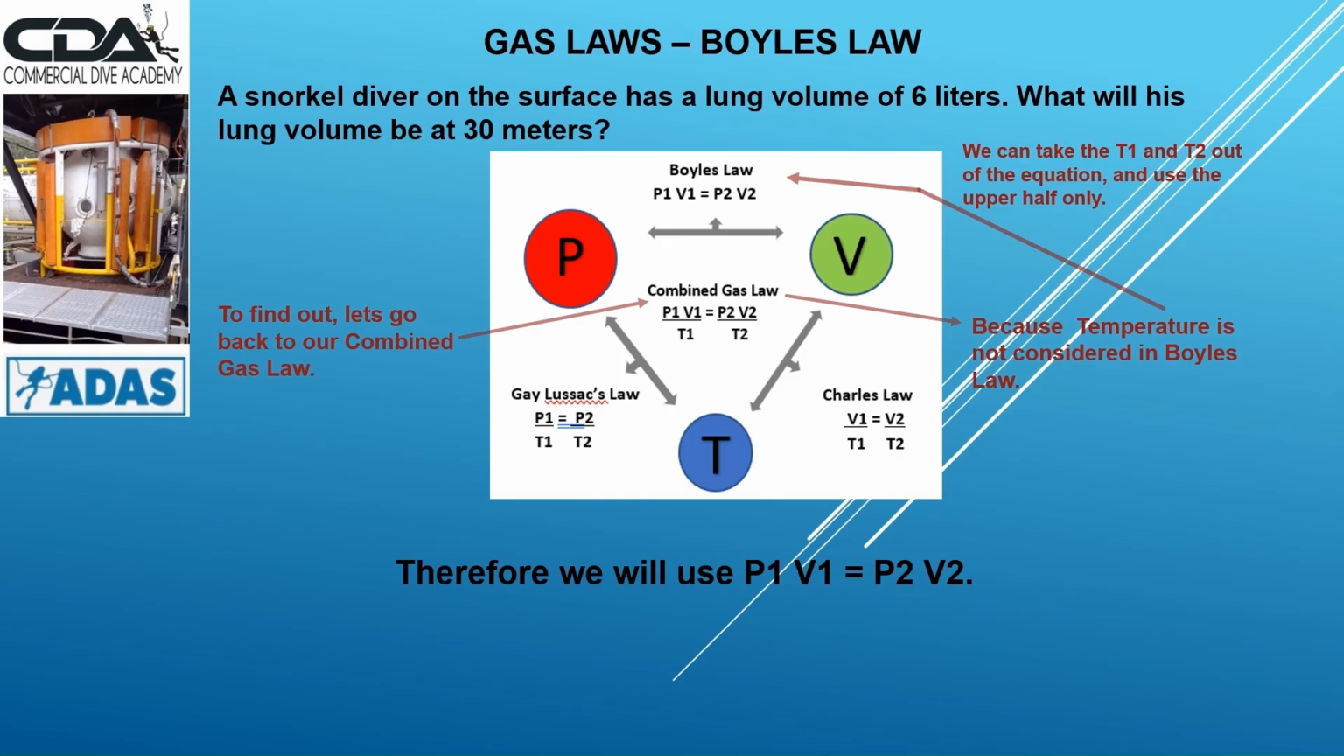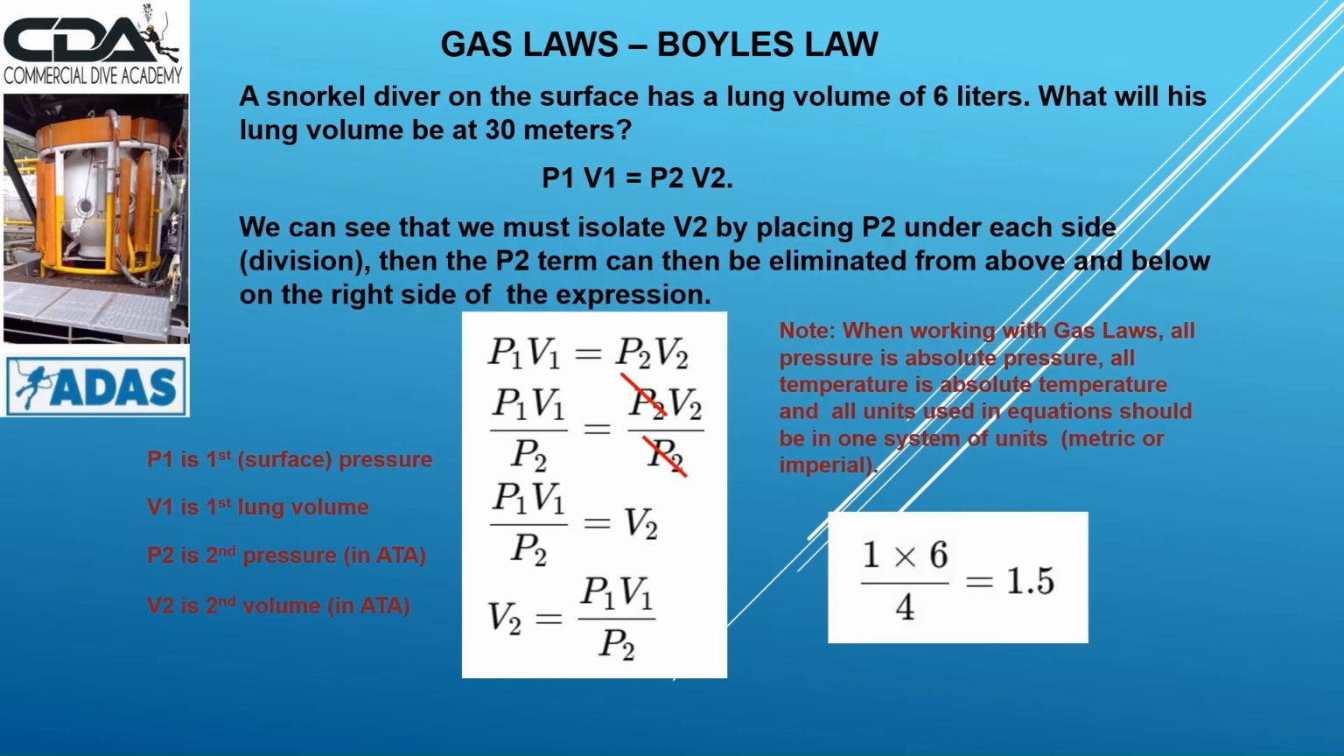Now, because temperature is not considered in Boyle's law, we can take T1 and T2 out of the equation and use the upper half of the equation only. Right at the top there, P1V1 equals P2V2. Therefore, we will use exactly that. Here's our question: a snorkel diver on the surface has a lung volume of 6 litres. What will his lung volume be at 30 meters, using our formula P1V1 equals P2V2?